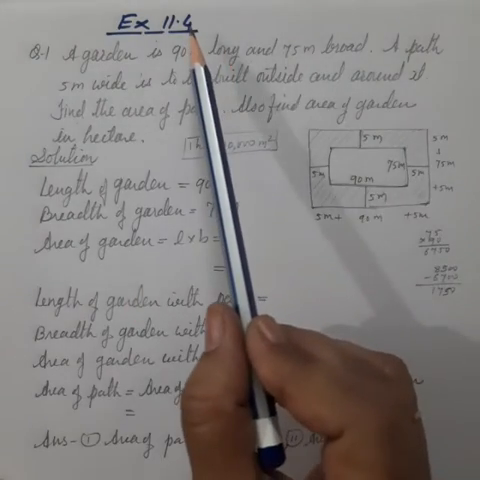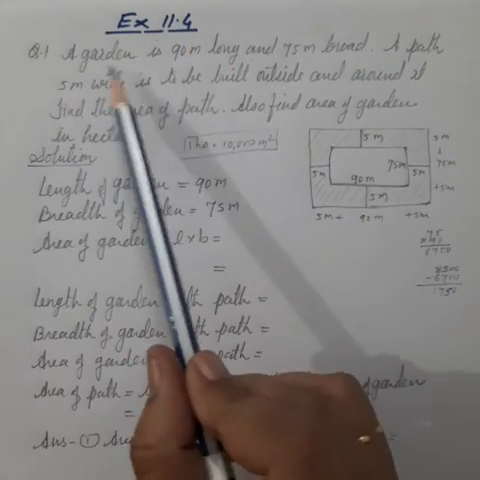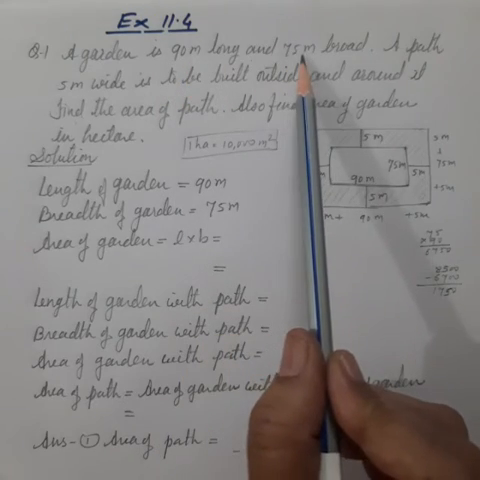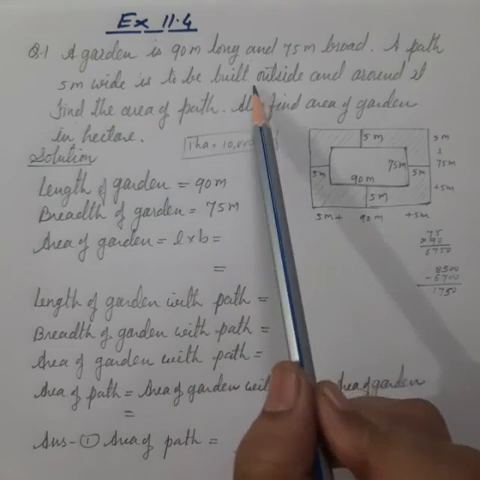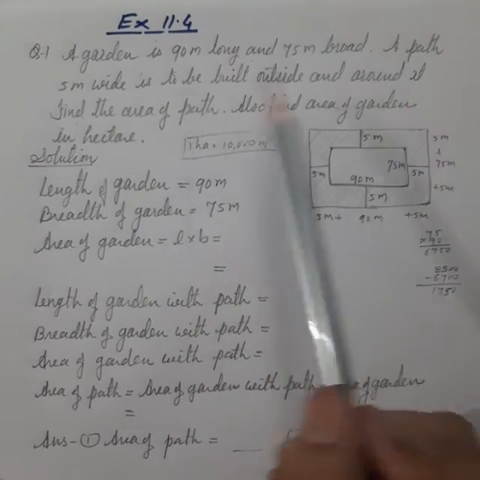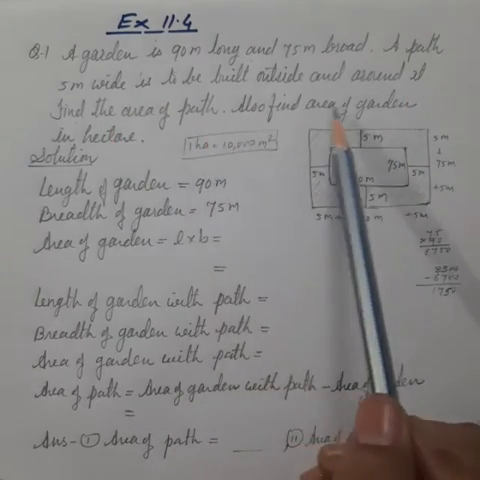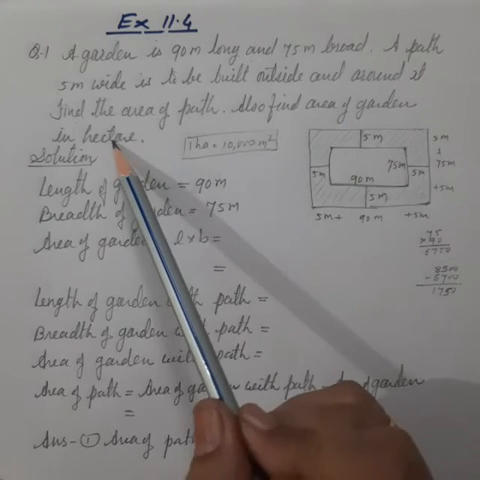Coming to exercise 11.4. Question 1. A garden is 90 meter long and 75 meter broad. A path 5 meter wide is to be built outside and around it. Find the area of the path, also find the area of the garden in hectares.